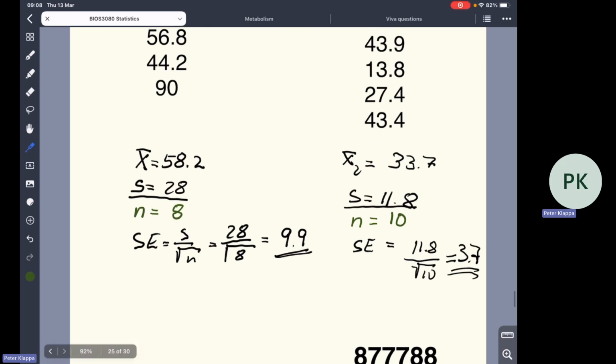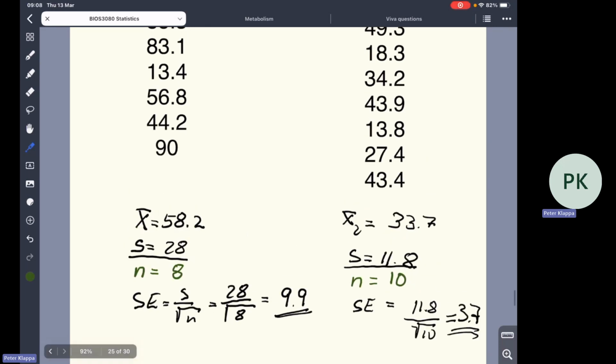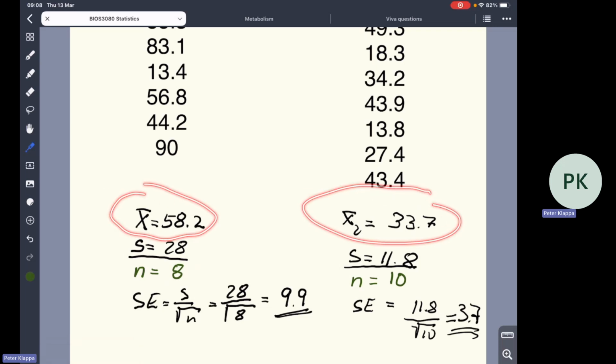Okay, so how do we find out whether the drug works or not? We can probably already have a gut feeling. The sample means look different. Maybe this is because the drug works, but we can't be sure. It could still be sampling error.